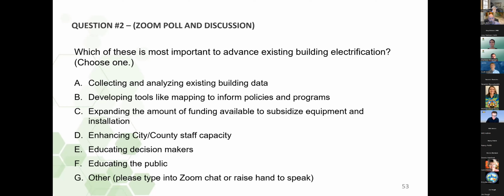You see the answers there: collecting existing building data, developing tools like mapping, expanding the amount of funding available to subsidize the equipment and installation, enhancing the staff capacity of local jurisdictions to help make that work happen, educating decision makers, educating the public, other. We'll put the polling question up now. Go ahead and weigh in. We're challenging you to pick your top one.